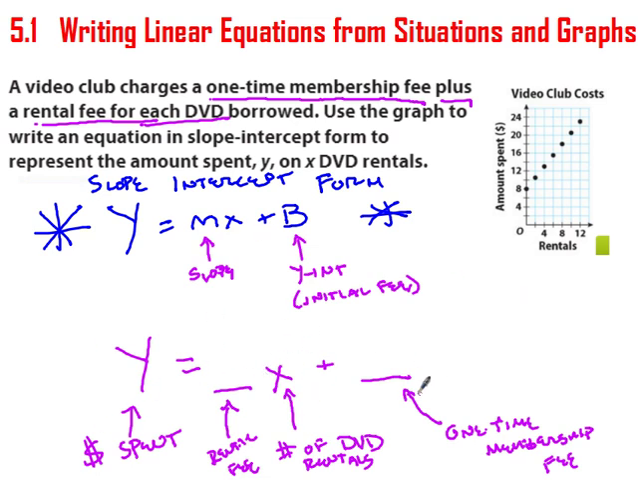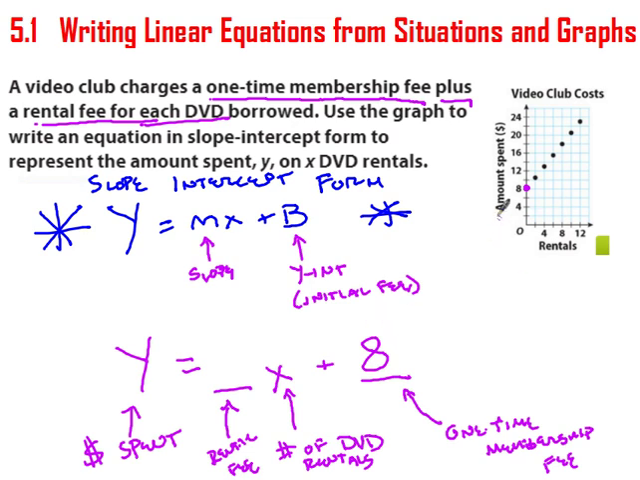Now I got to actually know what these values are. So what I'm going to do is I'm going to take a look at my graph over here to determine what my values are. So if we look here, here's my x-axis right here, my amount of rentals. Okay, so looking at this graph, if my x value is the number of rentals I have and the amount spent is my y-axis, if I have 0 DVD rentals, I am still paying $8. Well, that must be that one-time membership fee. Okay, so if I haven't rented a single DVD yet, but I had to pay my one-time membership fee, then that means I have paid $8. So that means my one-time membership fee is $8.